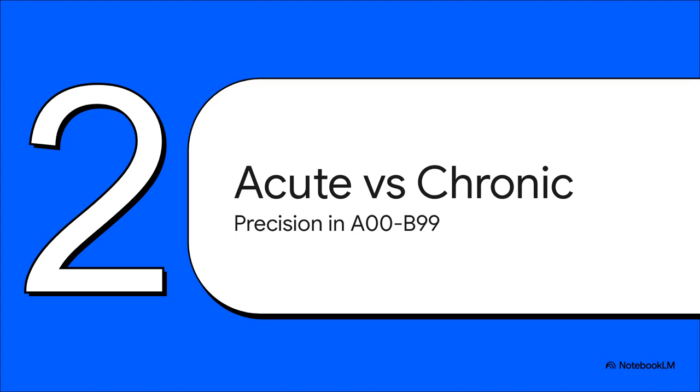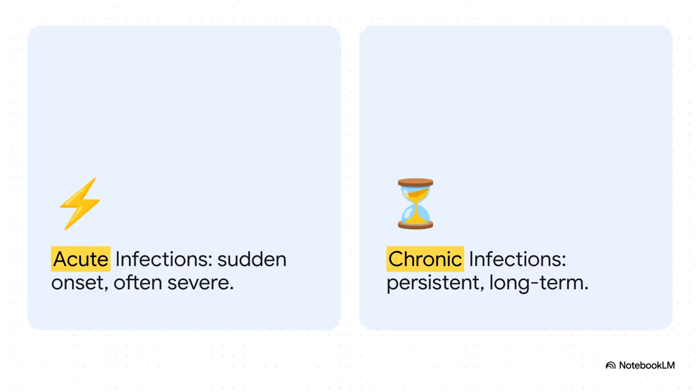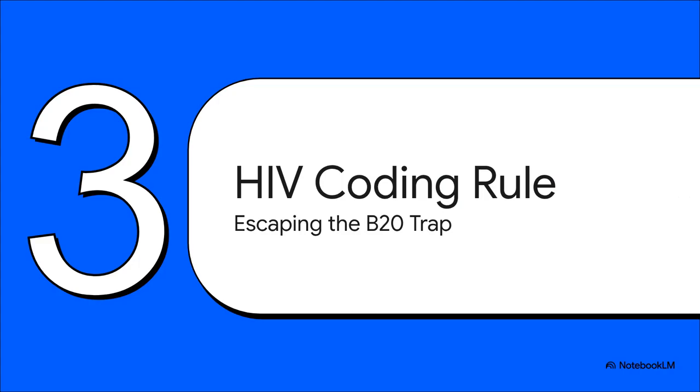Moving right along to infections, specifically acute versus chronic, in categories A00 through B99. When you're navigating the certain infectious and parasitic diseases chapter, your coding literally hinges on slight, tiny variations in clinical wording. We've got to differentiate between acute infections, the ones with a sudden onset that are often pretty severe, and chronic infections, which are those persistent, long-term conditions. They're entirely different codes depending on this timeline, so you have to rigorously parse the provider's documentation. Don't just skim it.